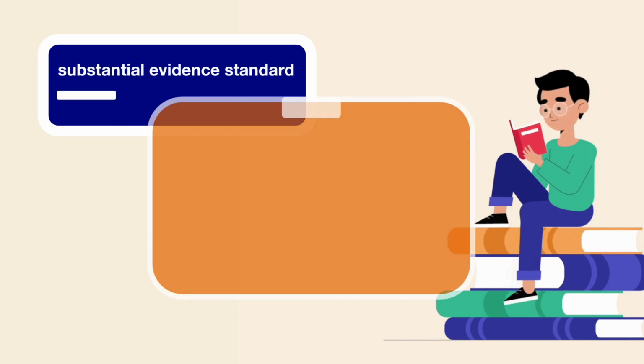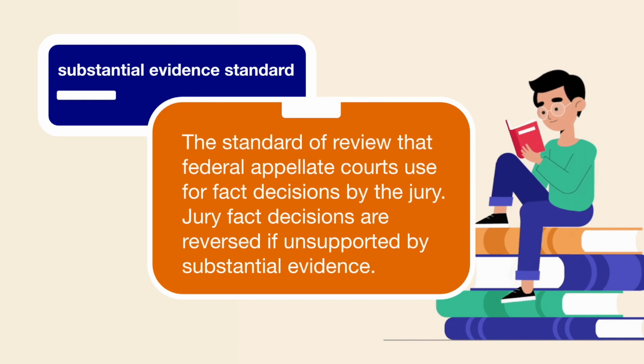Substantial evidence standard, the standard of review that federal appellate courts use for fact decisions by the jury. Jury fact decisions are reversed if unsupported by substantial evidence.